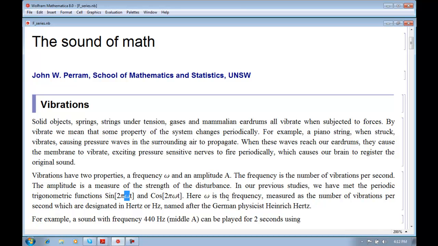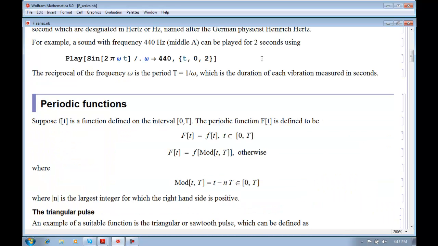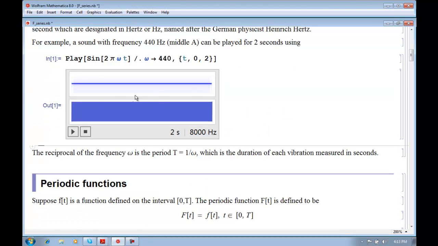Here omega is the frequency, measured as the number of vibrations per second, designated in Hertz or Hz, named after the German physicist Heinrich Hertz. For example, a sound with frequency 450 Hertz, which is middle A, can be played for 2 seconds using this. So let's play it. It's not very exciting.